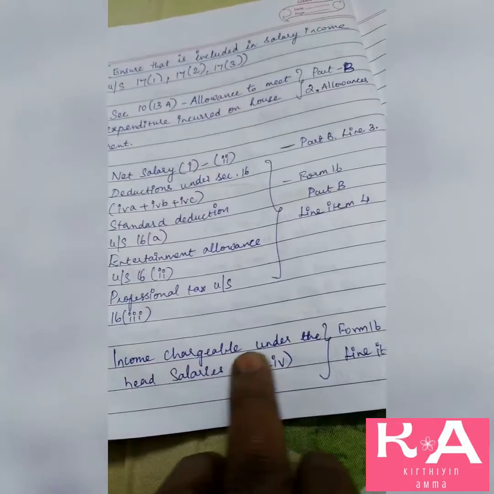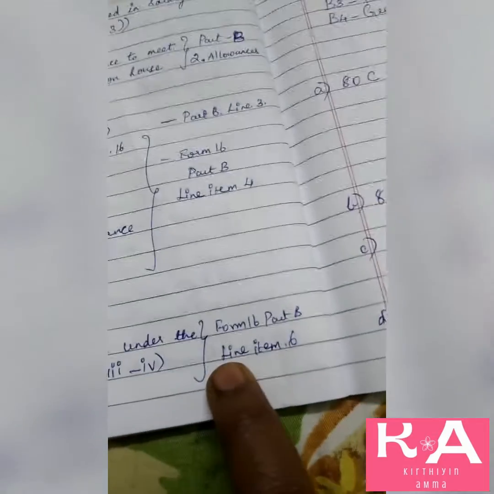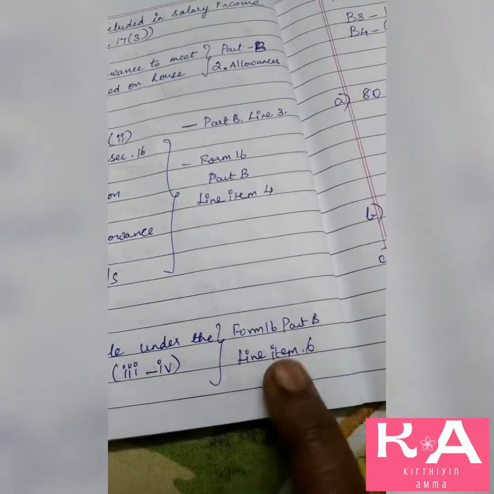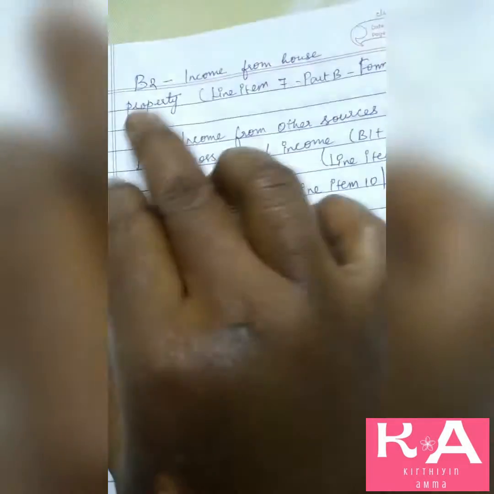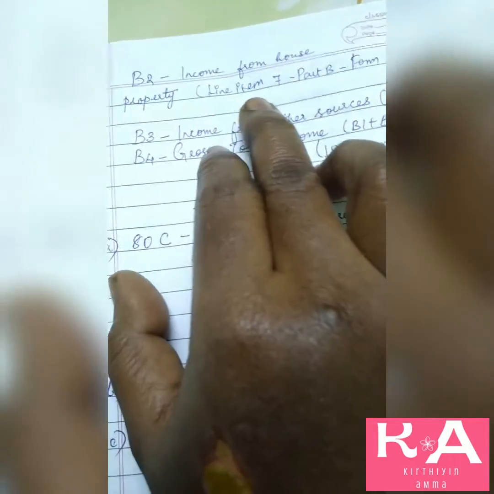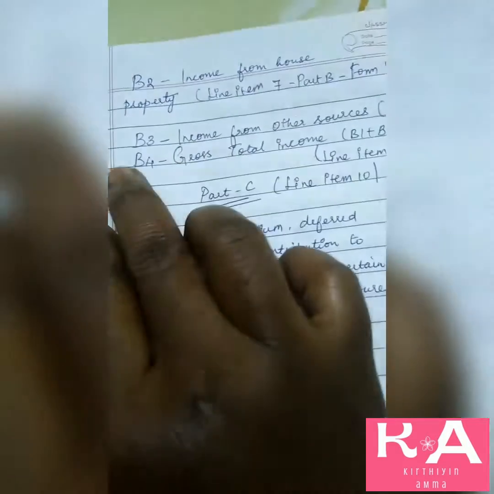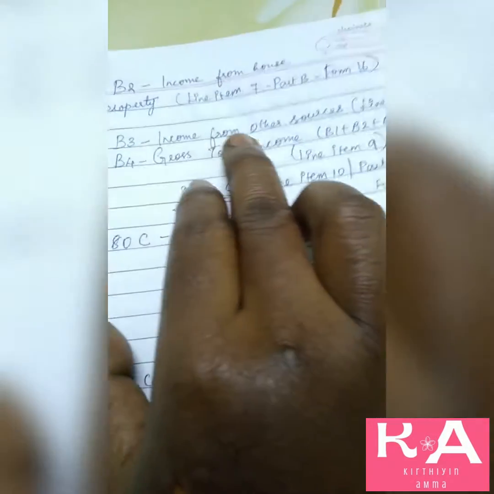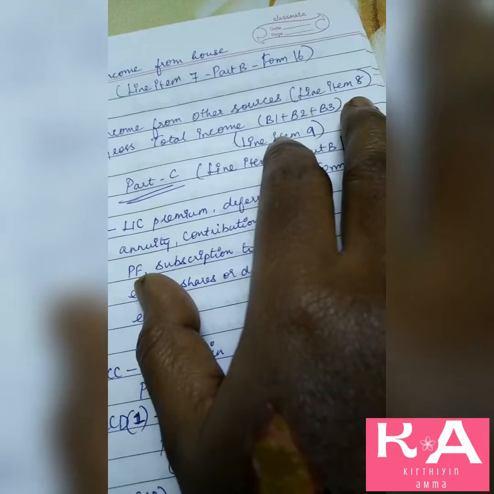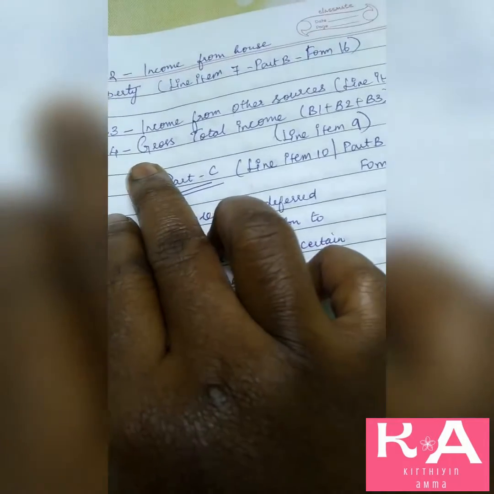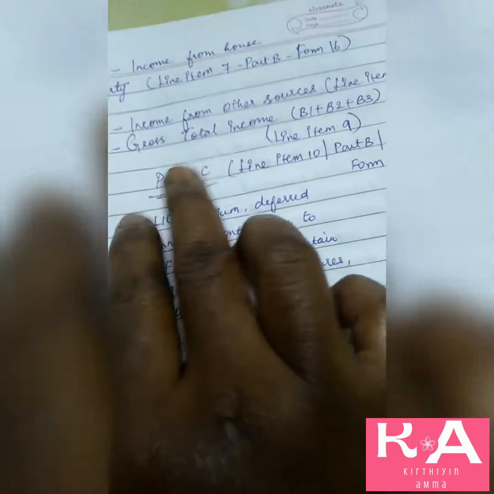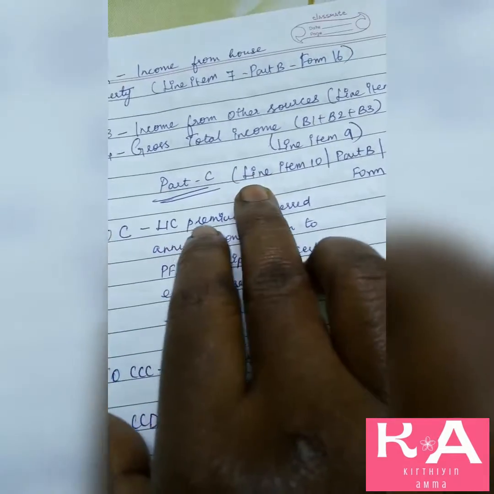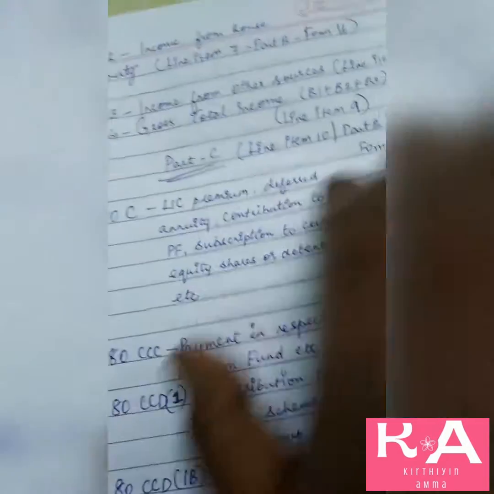Then income chargeable under the head salaries. This is Form 16 Part B, line item 6. Then you have income from house property. This is line item 7, Part B, Form 16. Income from other sources, line item 8. Gross total income, this is line item 9. Then comes Part C, line item 10 of Part B, Form 16.